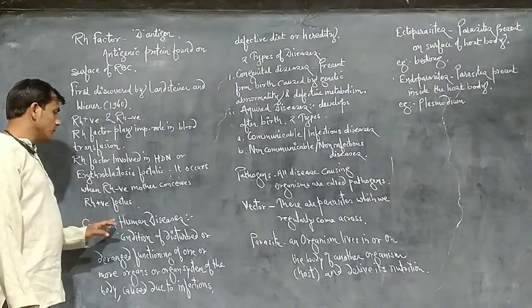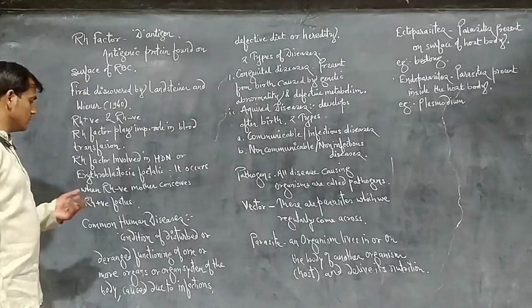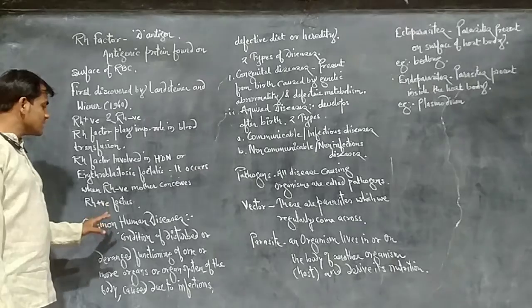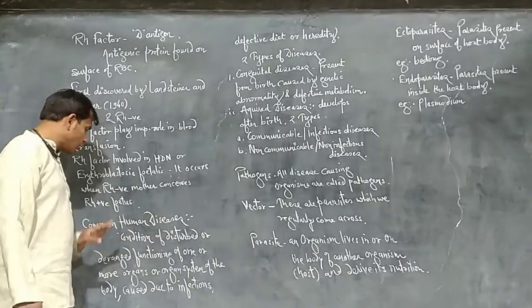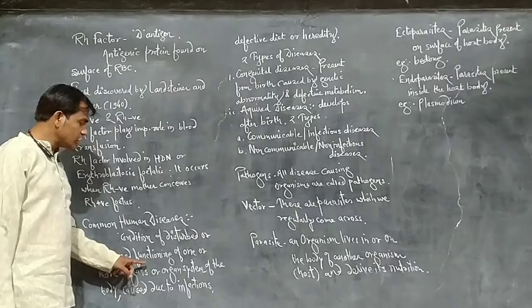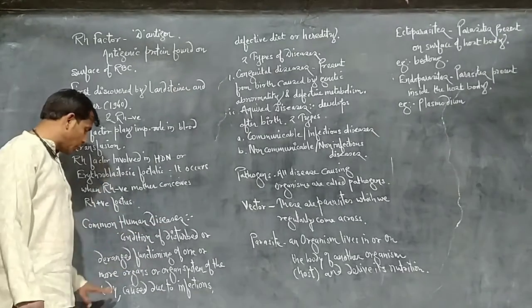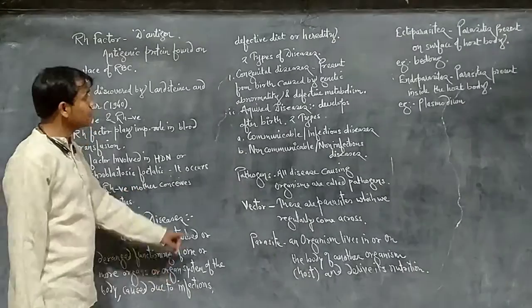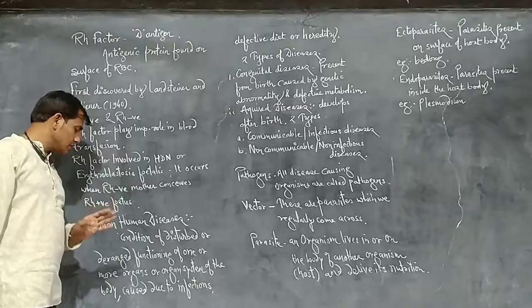Now see common human diseases, different diseases which are common in nature. We know about all these diseases. These are the common diseases. So disease is nothing but a condition of disturbed or deranged functioning of one or more organs or organ systems of the body, caused due to either infections, defective diet or heredity. This is nothing but a disease.